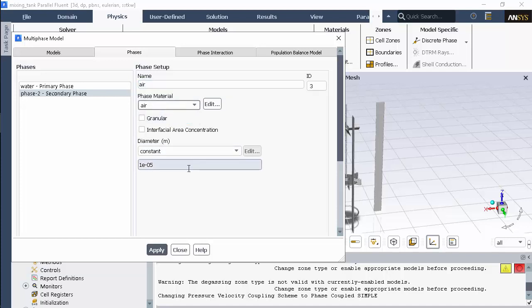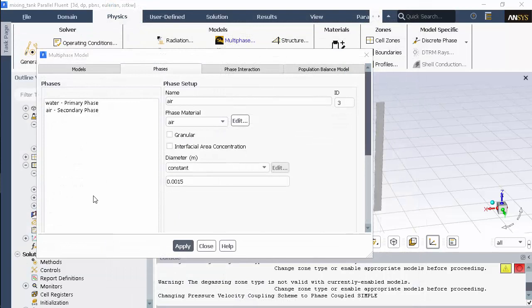When the air enters the reactor, bubbles are formed. The size of these bubbles, which is related to the size of the inlet holes in the real reactor, is entered here. In this example, the hole diameter is 1 millimeter, so I'll assume a bubble diameter of 1.5 millimeters.